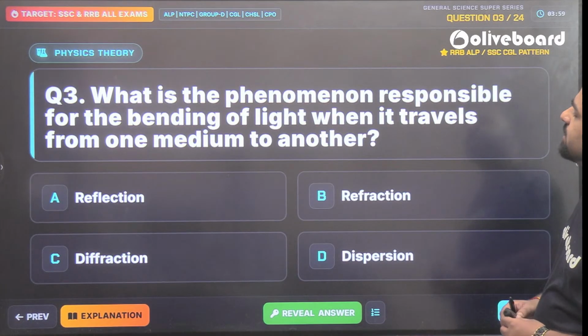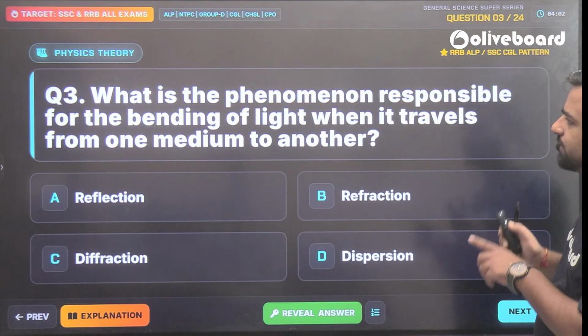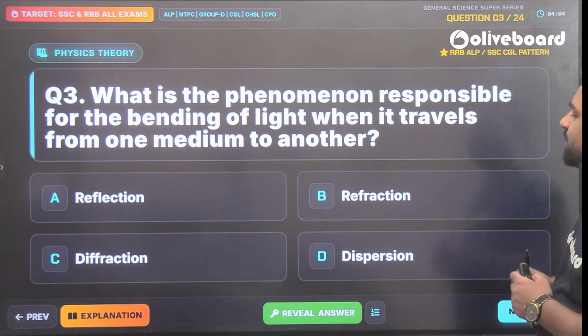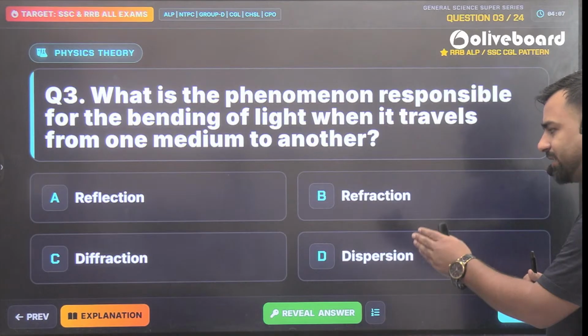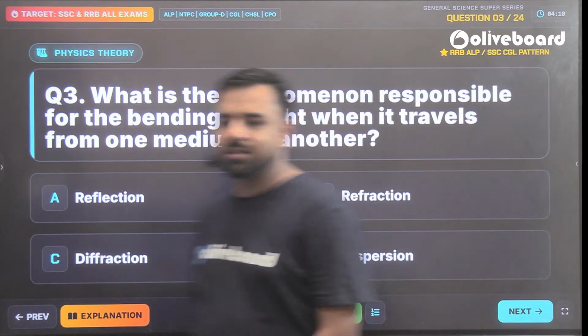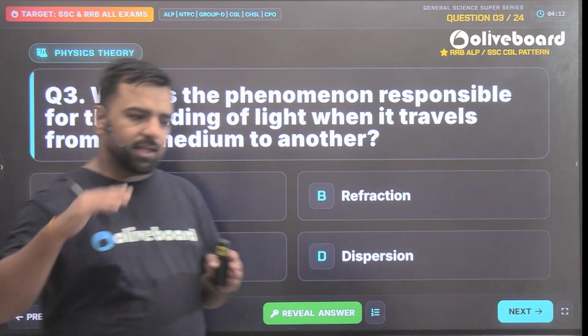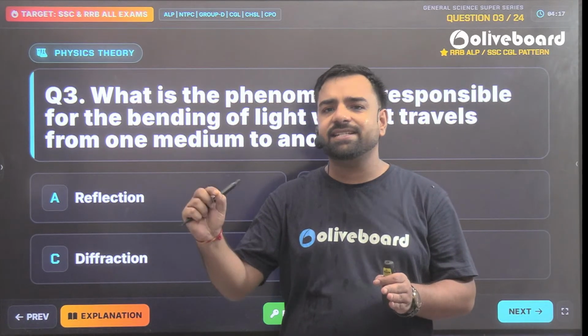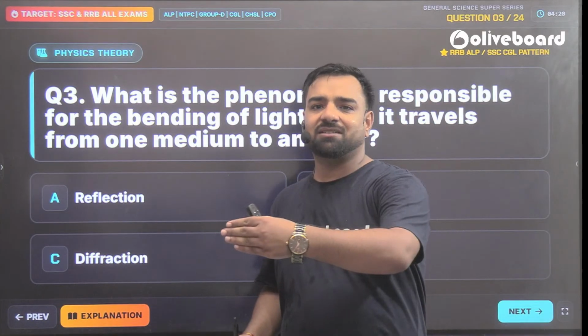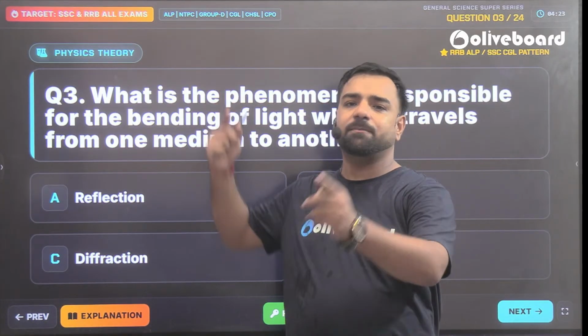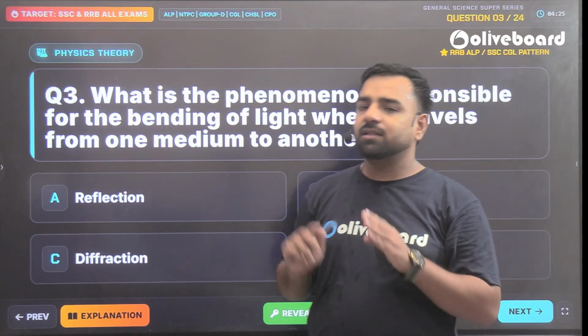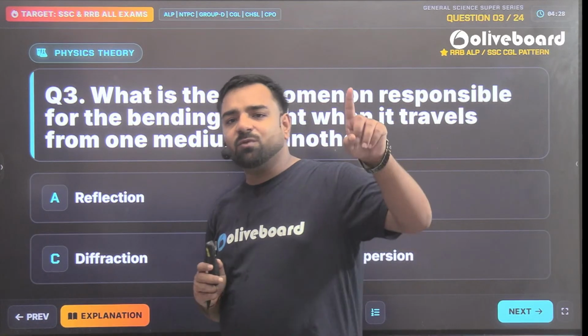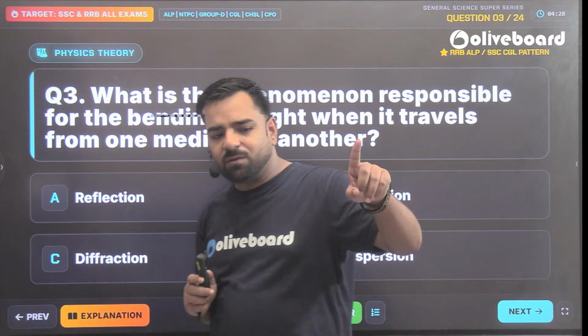Next is, what is the phenomenon responsible for the bending of light when it travels from one medium to another? Is it reflection, refraction, diffraction, or dispersion? What do you think is the correct answer? If the incident ray strikes a mirror and reflects back in the same medium, that's reflection. But here the question says the ray of light is moving from one medium to another medium and getting bent. That's the concept of refraction. So in this case, refraction will be the answer.